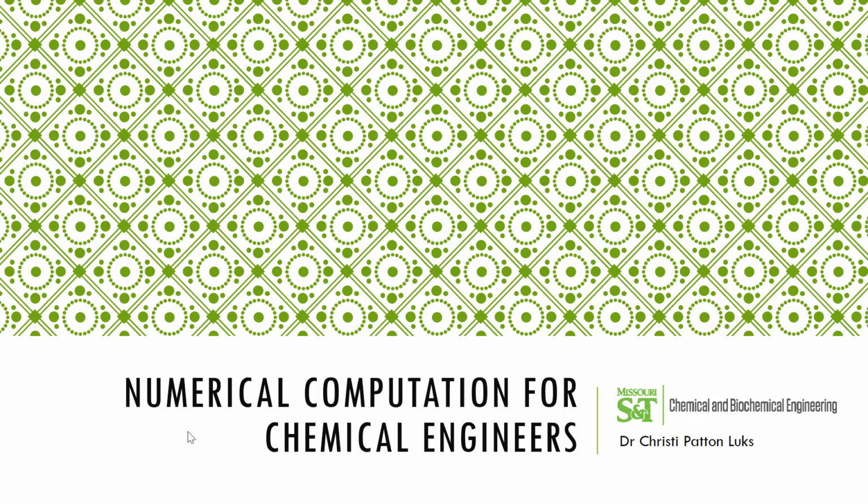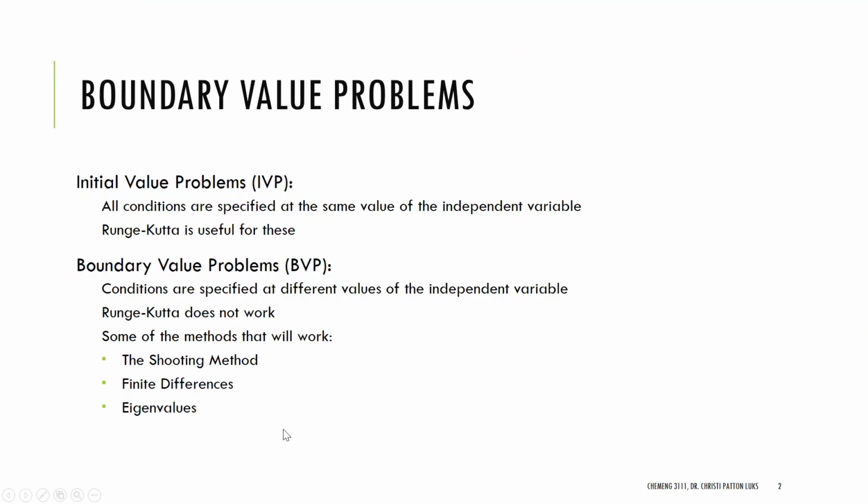In this video lesson, we're going to be looking at boundary value problems. So we've been doing initial value problems, and for those, all of the conditions are specified at the same value of the independent variable, and we can use the Runge-Kutta method as probably the most useful technique for solving those. Well, for boundary value problems, the conditions are going to be specified at different values of the independent variable, and so Runge-Kutta won't work. Now, there are some methods that will work, and the ones we're going to discuss are going to be the shooting method, finite differences, and eigenvalues.